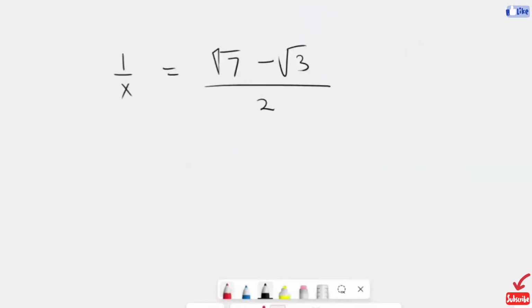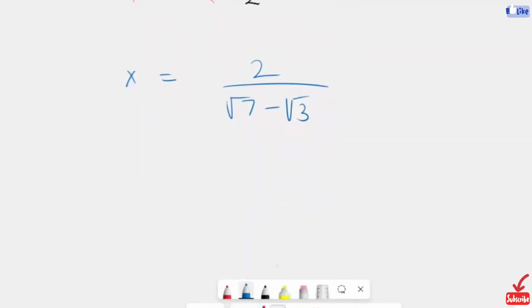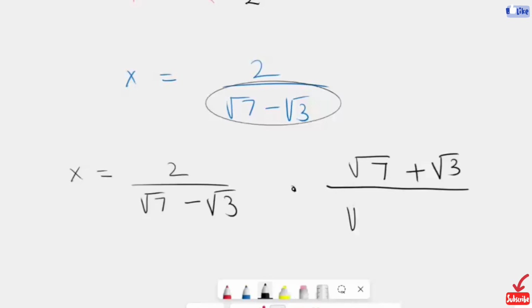Now here I am going to do the cross multiplication. So this expression turns to x is equal to 2 over root 7 minus root 3. Now again I am going to rationalize the denominator, so it will turn to x is equal to 2 over root 7 minus root 3 times, now I am going to change the sign, root 7 plus root 3 over root 7 plus root 3.